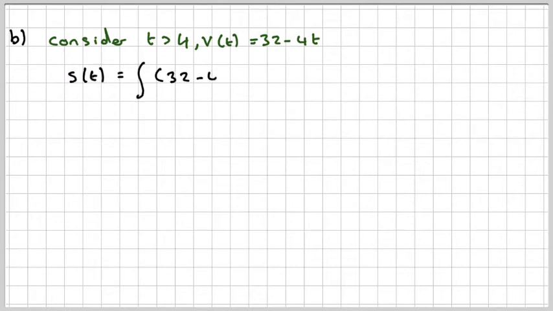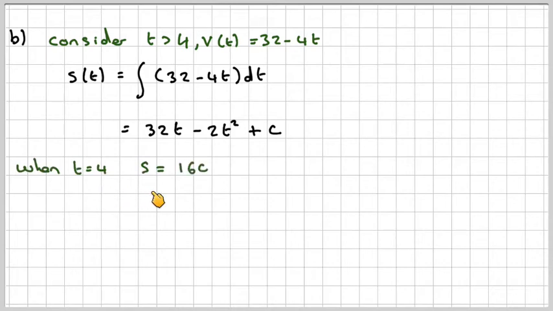Now, if we consider that t is greater than 4, v of t acts differently, it acts like a straight line, so it's 32 minus 4t. So S of t will be equal to the integral of that, 32 minus 4t dt. Integrating, we get 32t minus 2t squared, but we get a constant. But we know when t equals 4, S is equal to 160 over 3 from part A. That will allow us to find the constant.